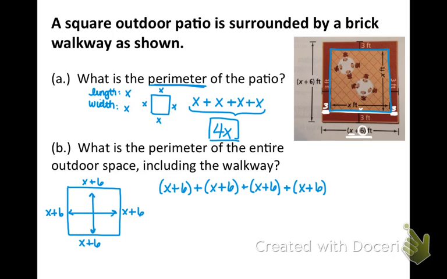These only all match because this one is a square. If one of the sides was x plus 5, then 2 of those would be x plus 5s. They're not always going to be all 4 the same. That's just the dimensions of this particular one.